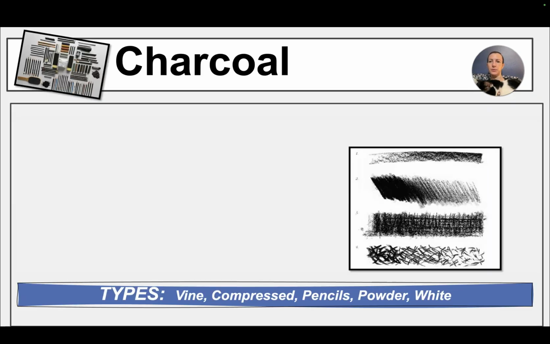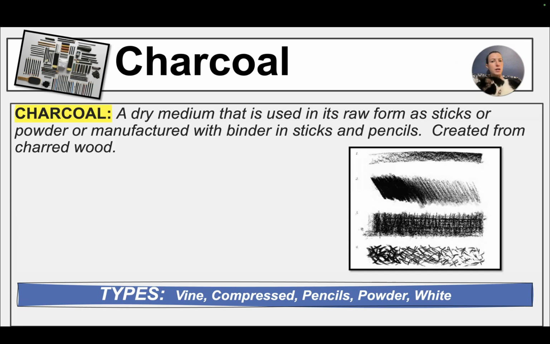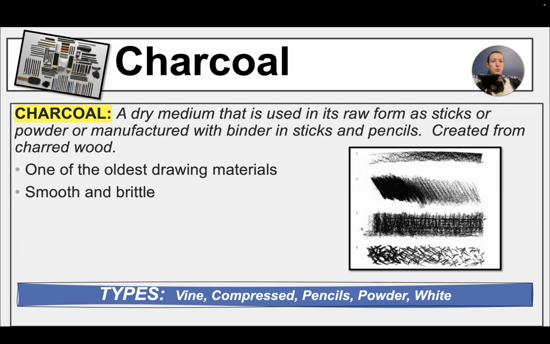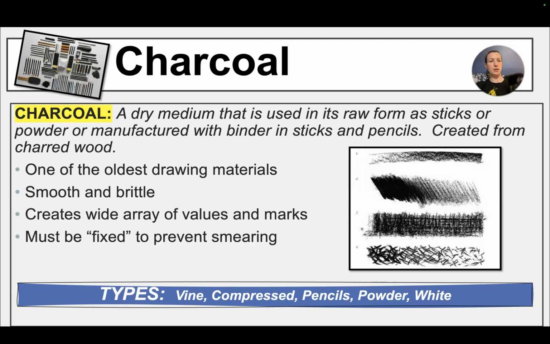Hello, Dexter. So charcoal is a dry medium that is used in its raw form as sticks or powder, or manufactured with binder in sticks and pencils. So there's different versions of it. It is all created from charred wood, though. It's one of the oldest drawing materials. It can be very smooth and brittle. It creates a wide array of values and marks, which is why it's a pretty popular art medium. And it must be fixed to prevent smearing. So you need some kind of a spray to keep it from smearing everywhere.